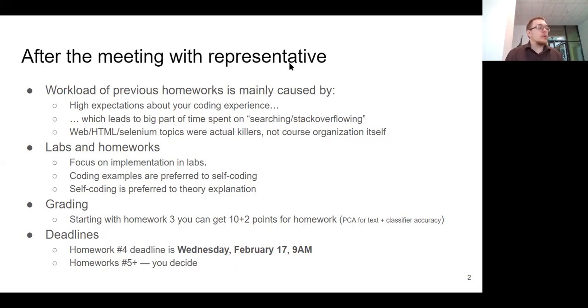So all in all, the course now allows you to get 115 points in total, like in the big number. So I think this is enough to be more or less confident that at least getting 70 is achievable.